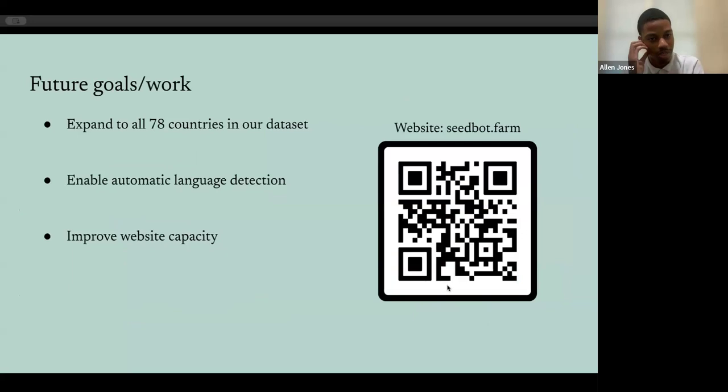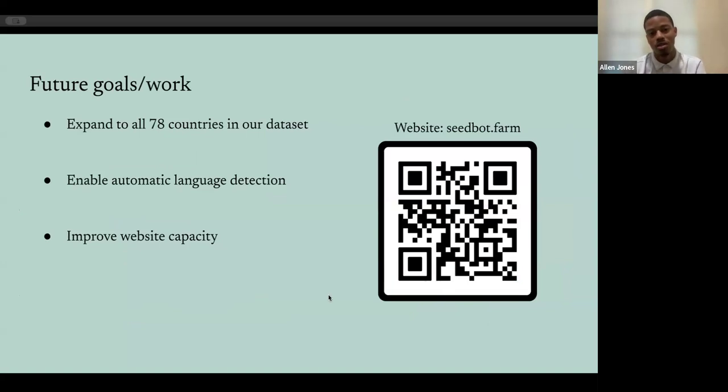And in the future, we want to expand to all 78 countries in our data set. Right now, we're working with roughly 40 because those are the ones that work the best with the regular expressions. We only had 6 weeks to work on this project, so we didn't have time to sift through all those more complicated PDFs and find out exactly how to chunk those.